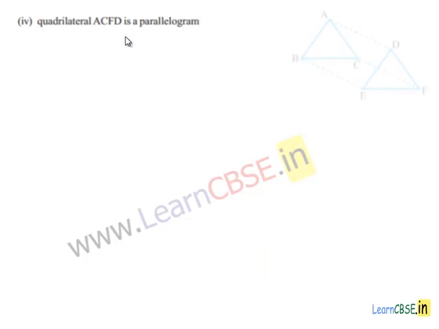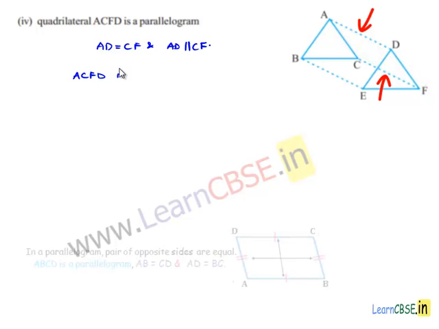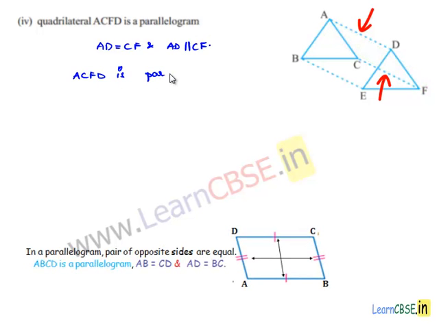Here in the fourth one, we need to prove quadrilateral ACFD is also a parallelogram. So in the above, we got that AD is equal to CF and AD is parallel to CF. So we can say if in a quadrilateral the opposite sides are equal and parallel, ACFD is a parallelogram.